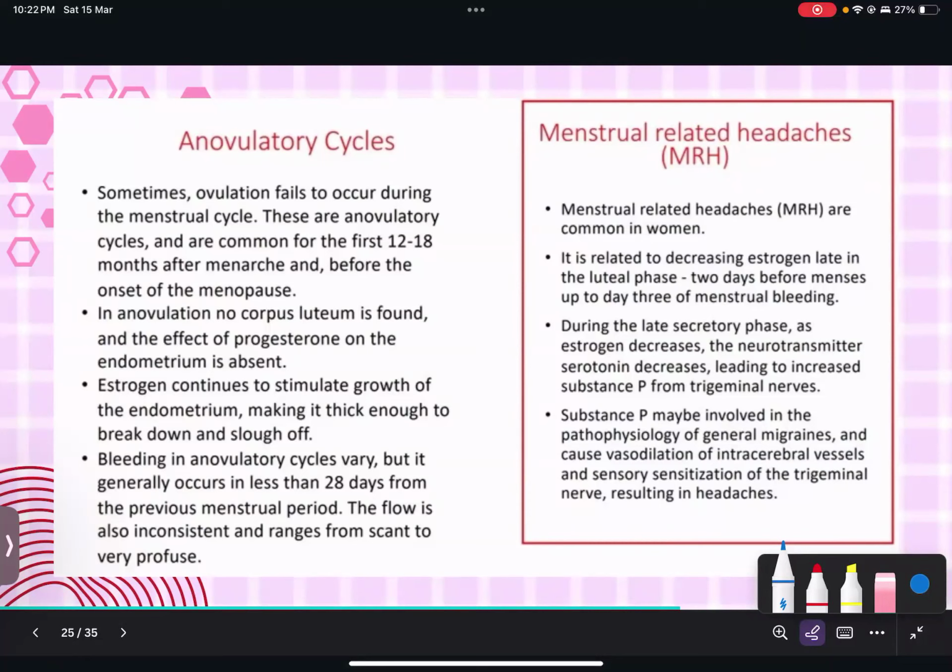these peaks and the increase and the decrease of the hormones will stimulate neurotransmitters. Okay, those neurotransmitters will vasodilate and vasoconstrict the vessels. Which vessels exactly? The intracerebral vessels, or the vessels found in the brain. When these vessels vasoconstrict and vasodilate, or maybe even just vasodilate, it will cause nerve stimulations, which will result in headaches. You don't need to know the details. Just know that the menstrual related headaches are caused because of the estrogen decrease, the neurotransmitter serotonin decrease, and the increase in substance P, which will cause vasodilation in the intracerebral vessels, which will cause headaches. Okay.